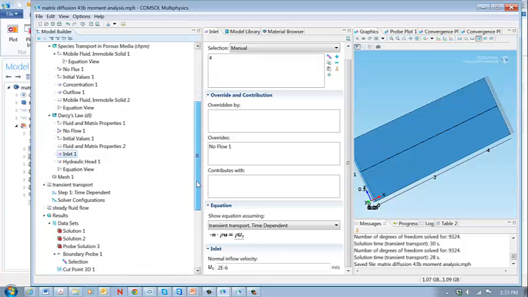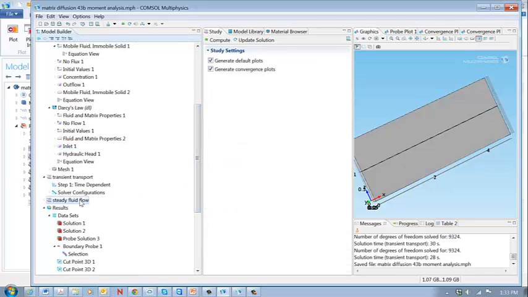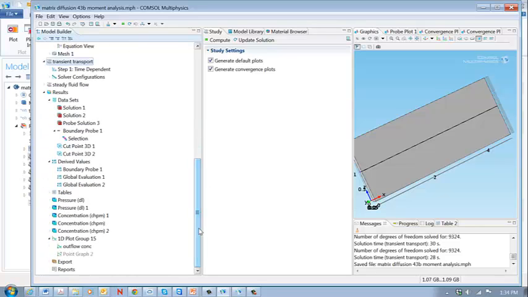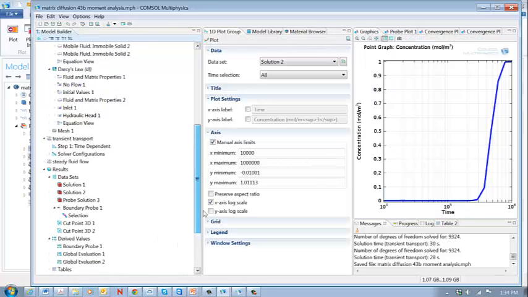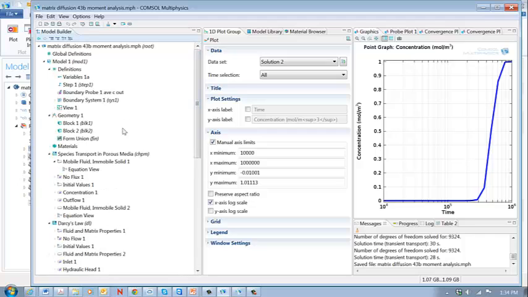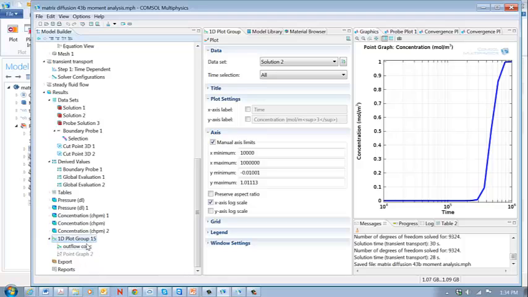All right, so we go and do the analysis, and it's done in 2 steps. We do the fluid flow and then the transport. Let's take a look at the plotting of the boundary probe here, the average concentration out. And here it is. This is a log scale, so there's 10 to the fifth, 2, 3, 4. There's 5 times 10 to the fifth seconds.